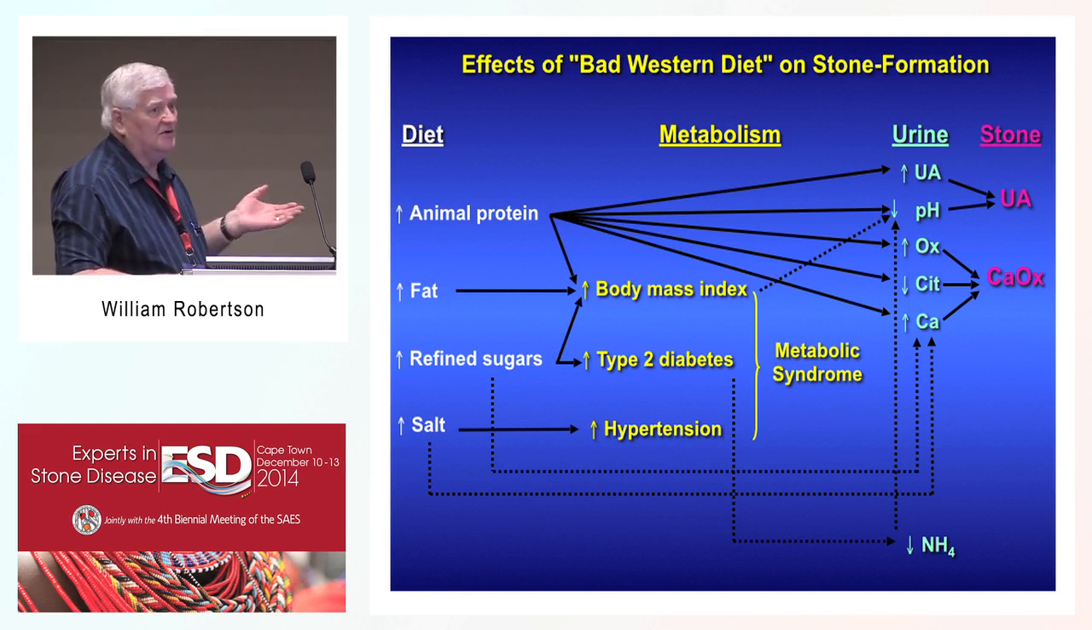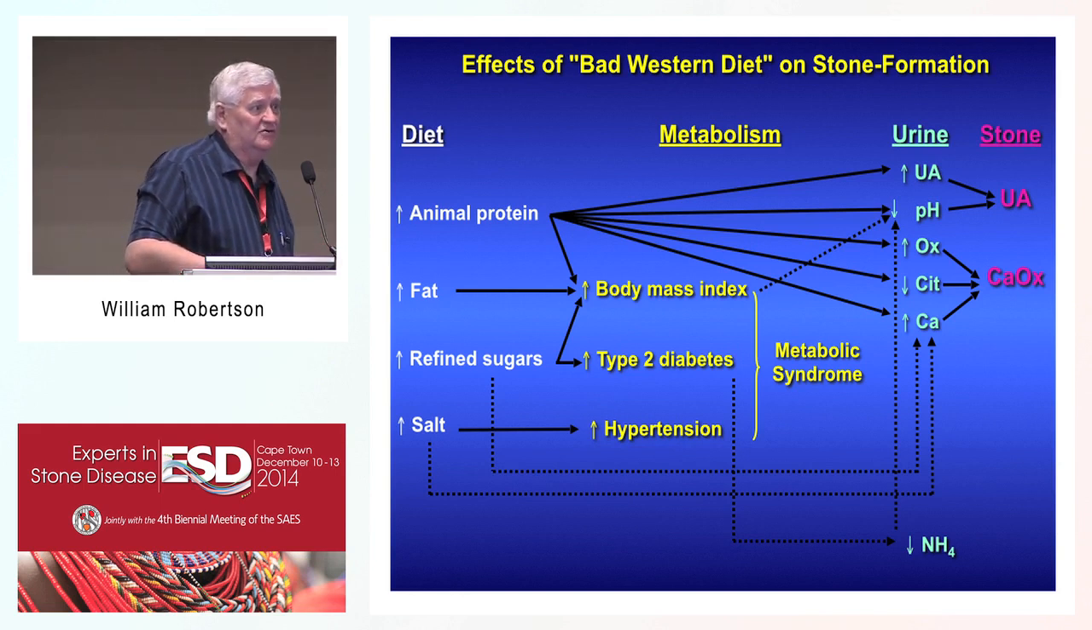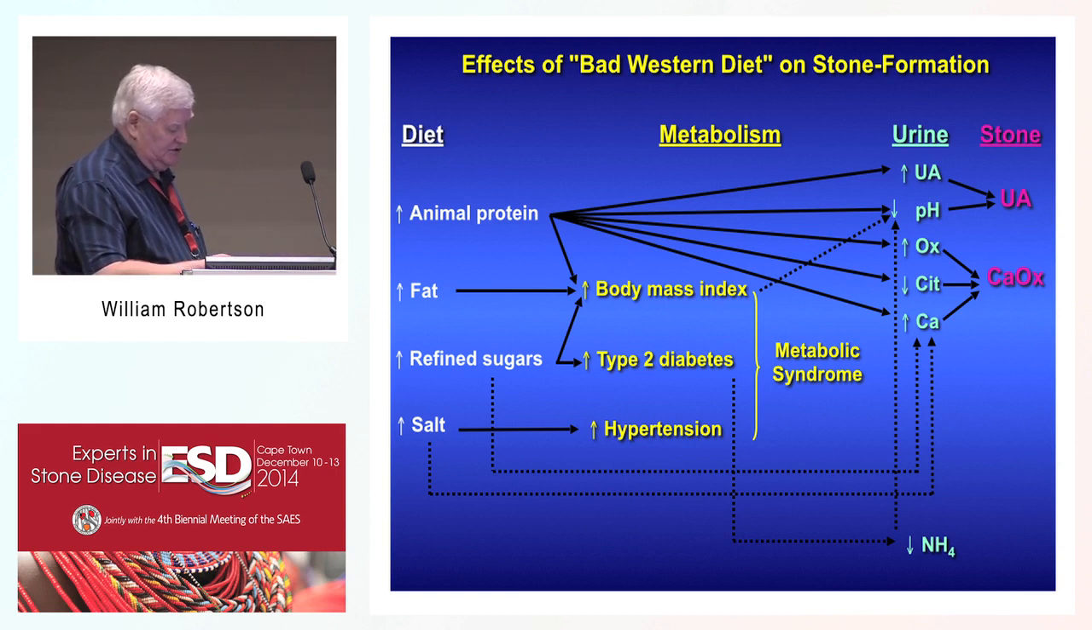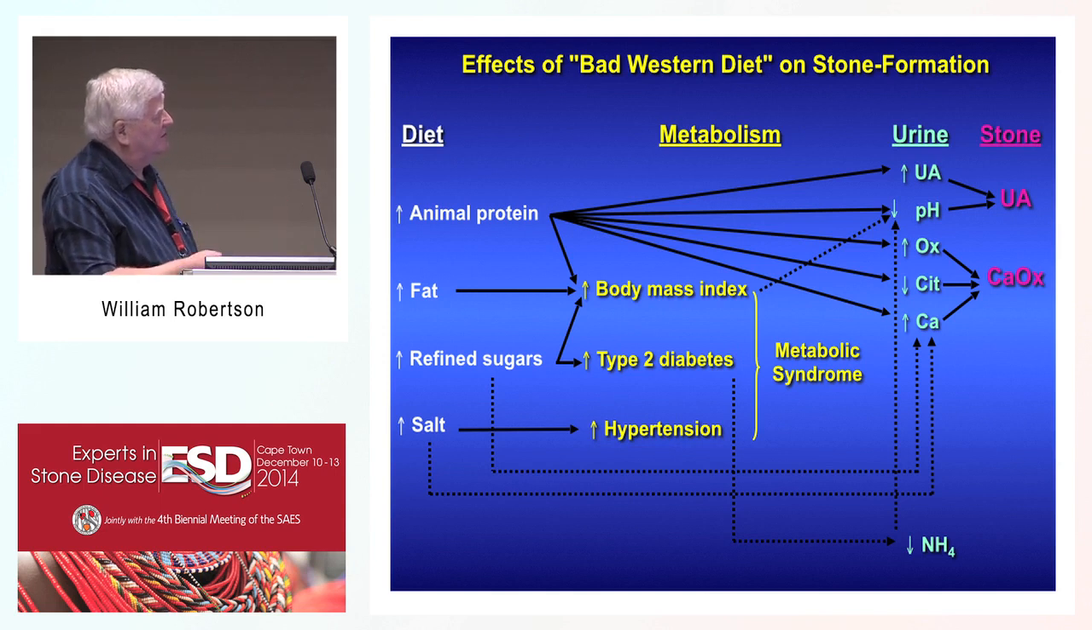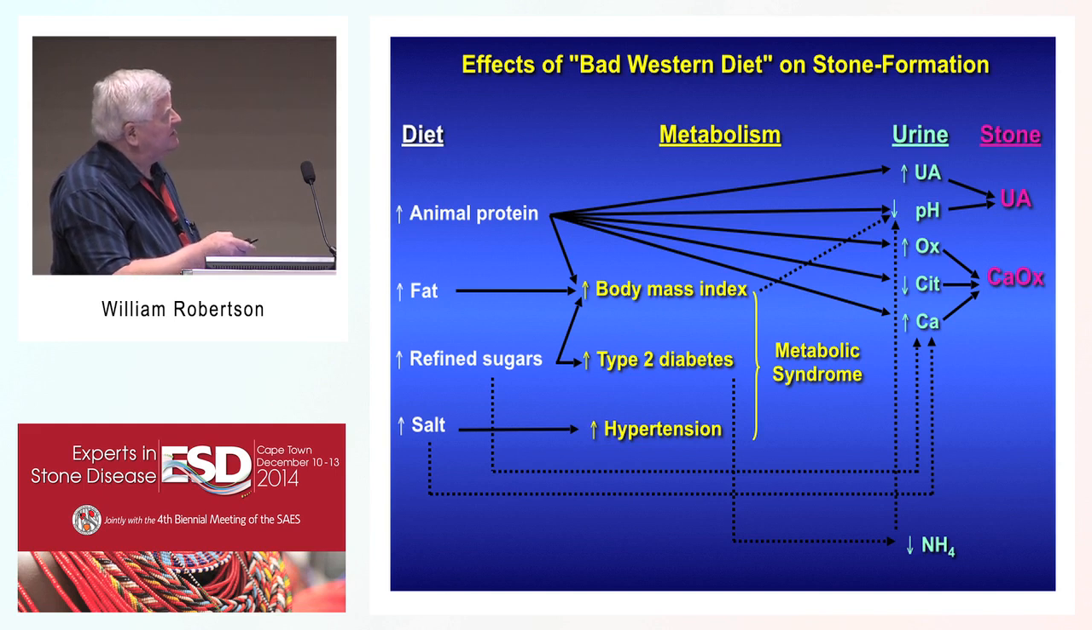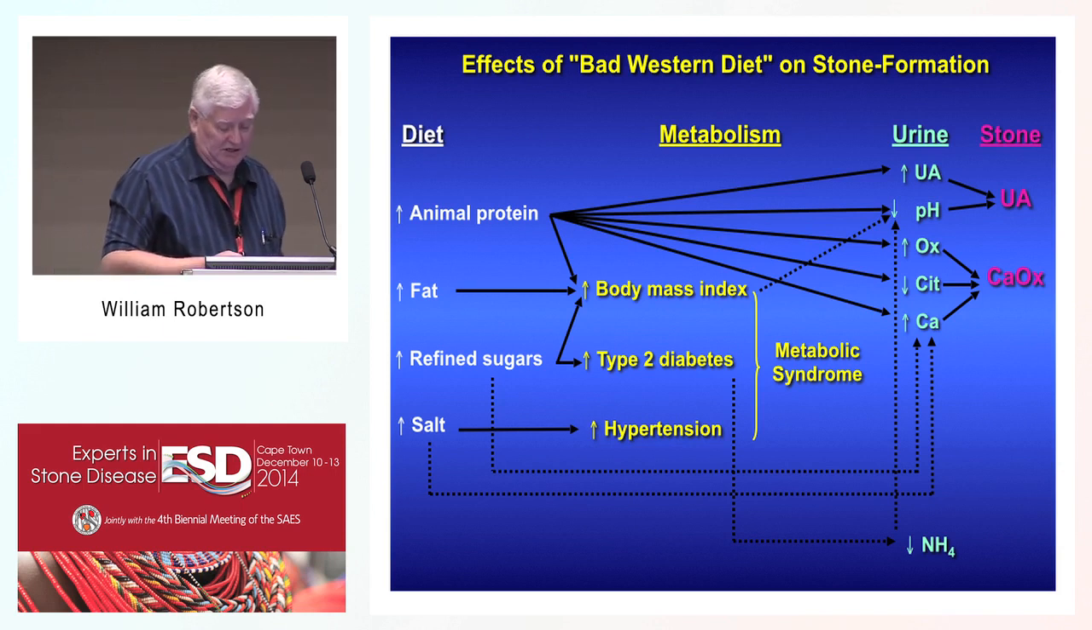And then the final part of the bad Western diet is, of course, high salt intake, which increases the risk of hypertension. That, in turn, will increase risk of increased urinary calcium. And so you have all the components here of metabolic syndrome in place due to the bad Western diet, and that increases the risk of both uric acid and calcium oxalate stones.